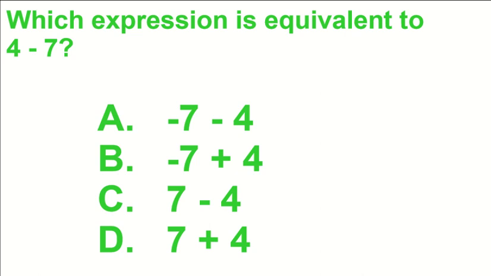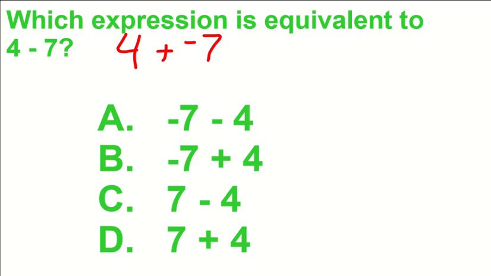Which expression is equivalent to 4 minus 7? Great. B is correct. So what we need is addition problems. You get addition problems by doing same, change, change. Addition problems are going to make this a whole lot easier to compare. So 4 plus -7 is what we've got.